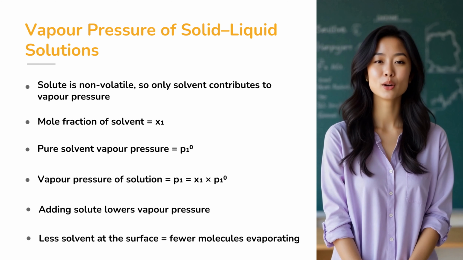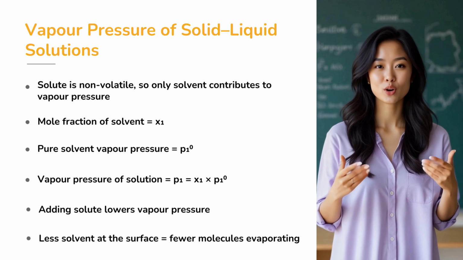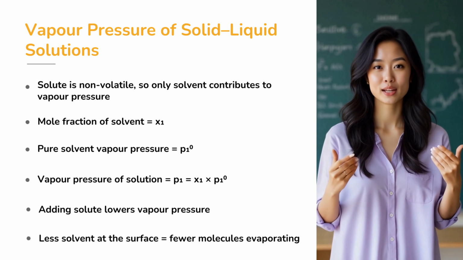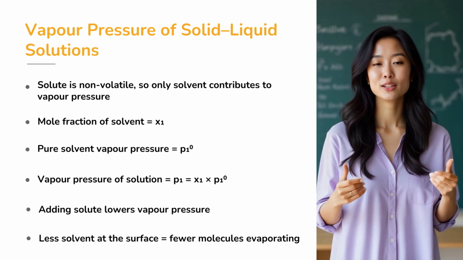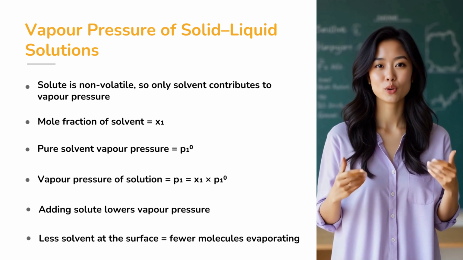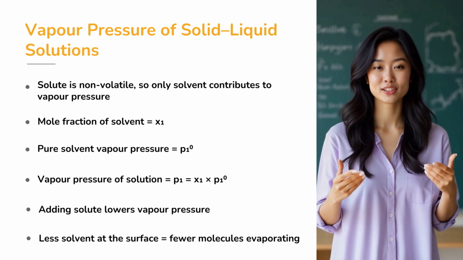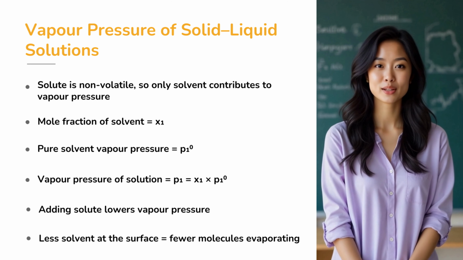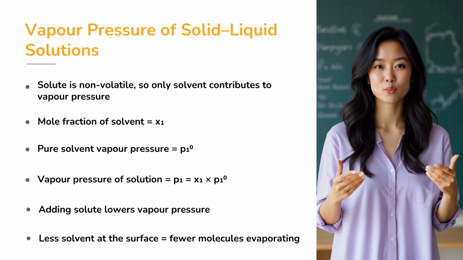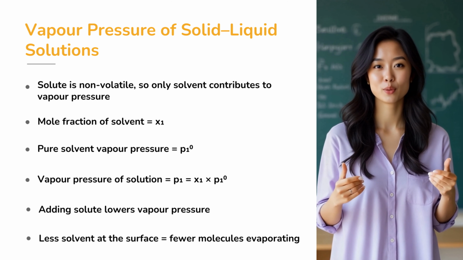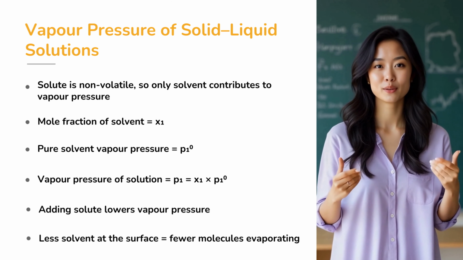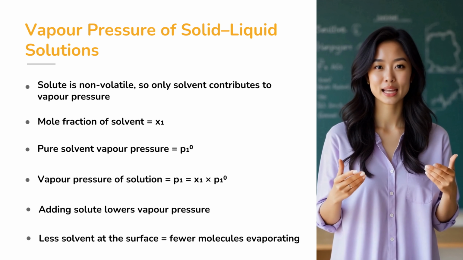Now let's consider when a non-volatile solute is dissolved in a volatile solvent like salt in water. Here, only the solvent contributes to vapor pressure. Let X1 be the mole fraction of solvent and P1 naught be the pure solvent vapor pressure. Then P1 equals X1 multiplied by P1 naught. This means adding a non-volatile solute reduces the vapor pressure. Why? Because solute particles occupy space at the surface, reducing the number of solvent molecules able to evaporate.